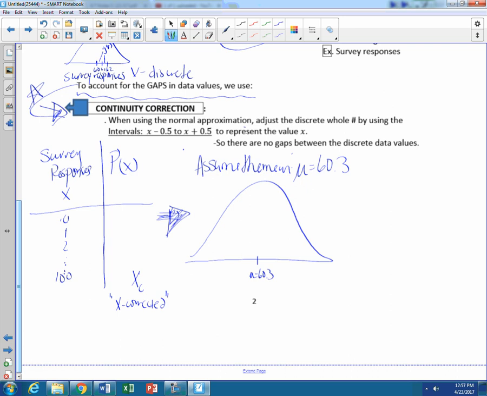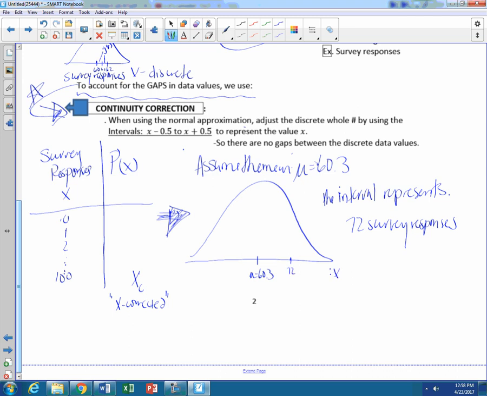And this is where, if we want to find, for example, 72 responses, we're going to represent this as an interval. So we'll say the interval represents 72. Well, 72, maybe it's right here.